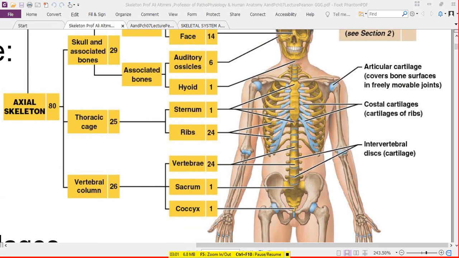Another group in the axial skeleton is the thoracic cage, formed of 25 bones: 1 sternum and 24 ribs. Then in the axial skeleton we have the vertebral column, formed of 26 bones: vertebrae 24, sacrum 1 and coccyx 1.